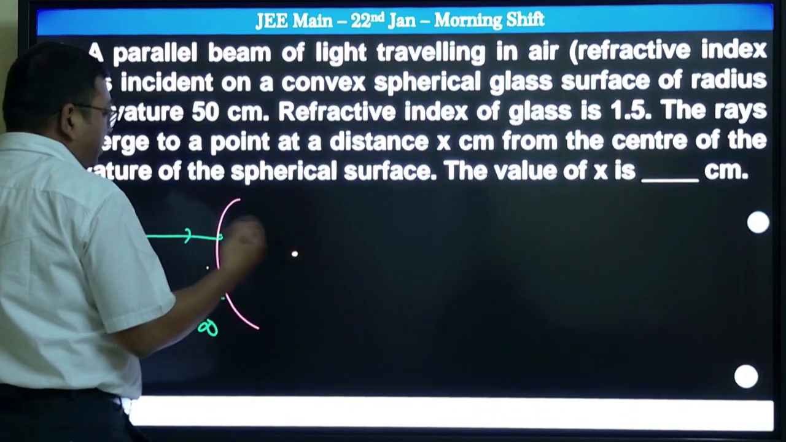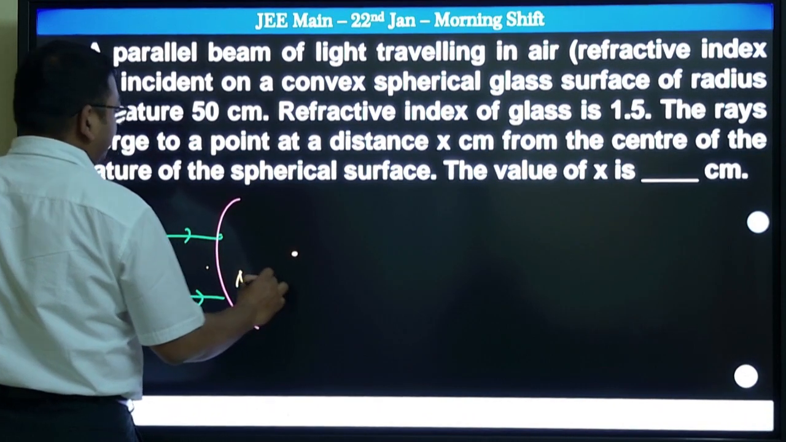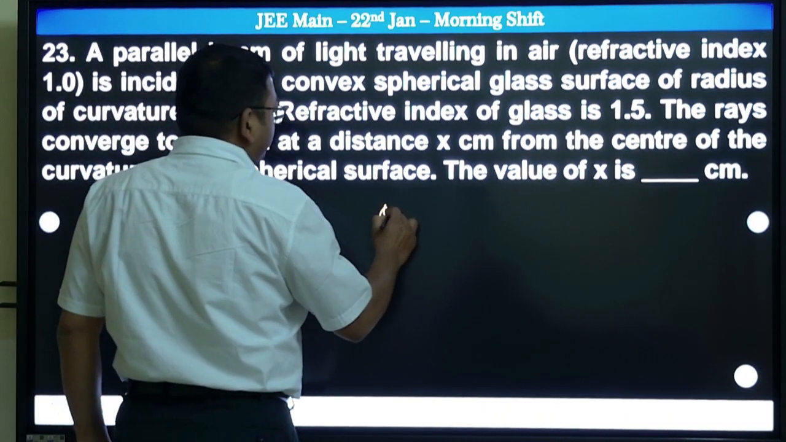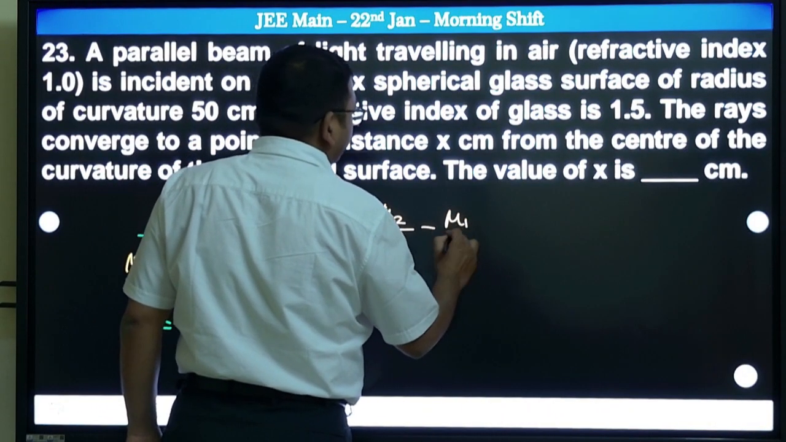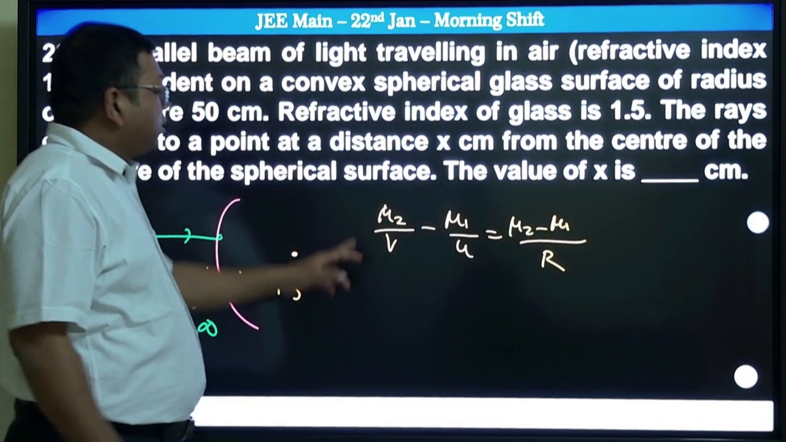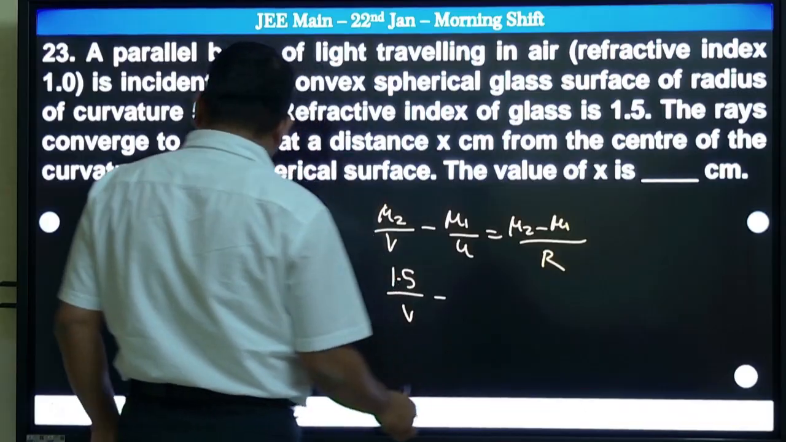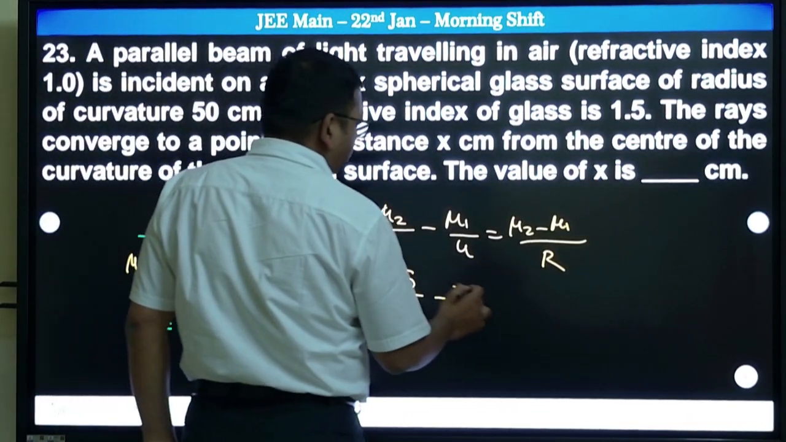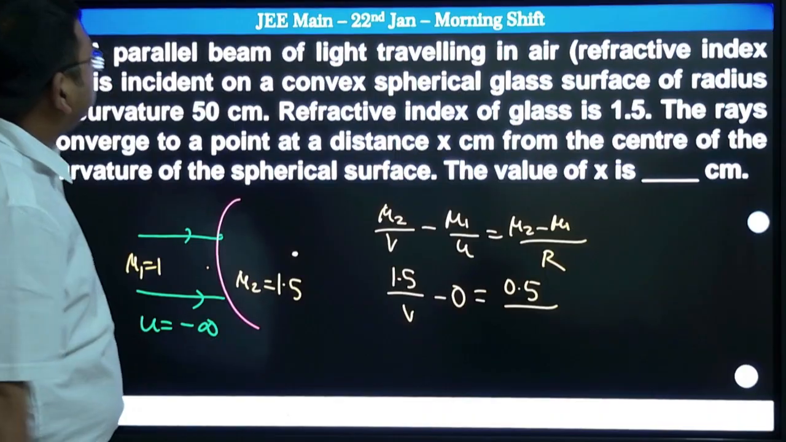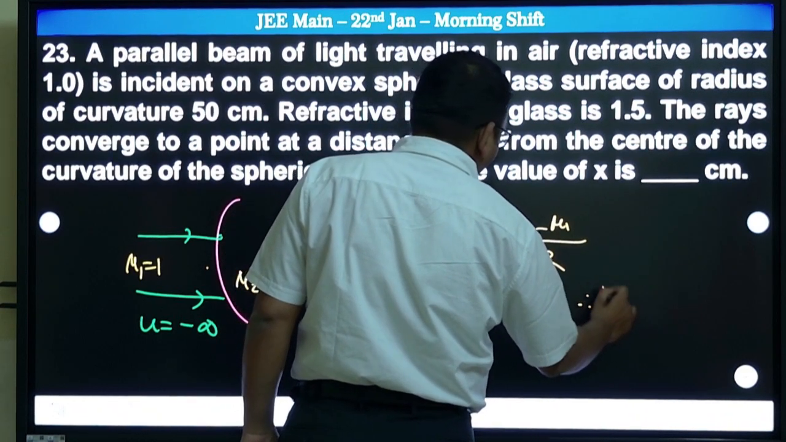And apply this formula, because refractive index mu1 is 1 here and mu2 is given as 1.5. So mu2 by v minus mu1 by u is mu2 minus mu1 by r. Very important formula. Apply this: mu2, 1.5 by v, minus mu1 by u. U is infinity, so this term is 0, right? mu2 minus mu1 is 0.5. Radius of curvature is 50 centimeter. So what will be v from here? Calculate.